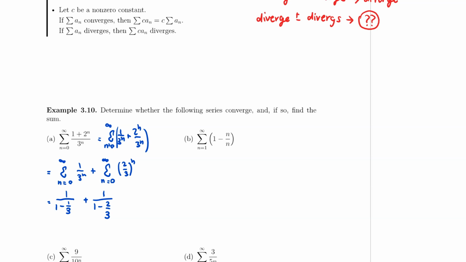So now I can compute the answer. This is going to be, let's see, 1 over 2/3, so that's going to be 3/2, plus 1 over 1/3, so that's going to be 3. So these two things add up to 4.5. So I know that for my part A, this guy is going to converge. It's going to converge to 4.5.